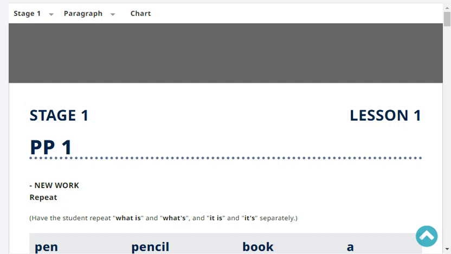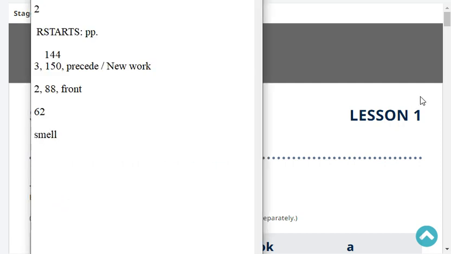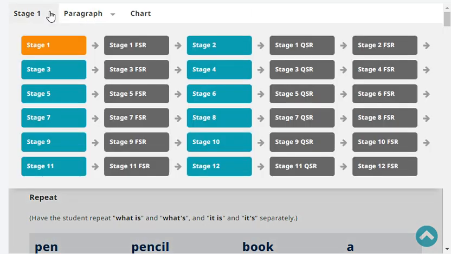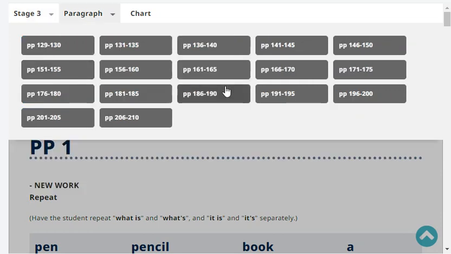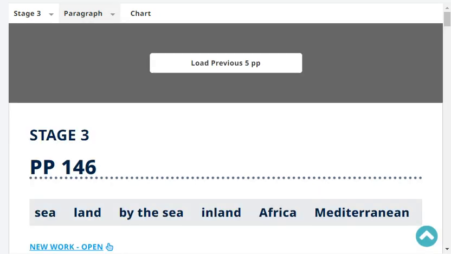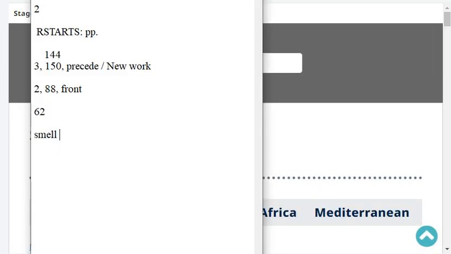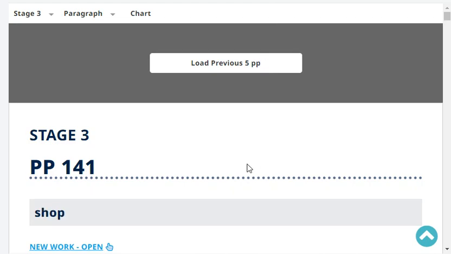I guess we are at stage 3, paragraph page 150. Okay, and our last headword was "proceed," a newer type of lesson. So let's start with revision.